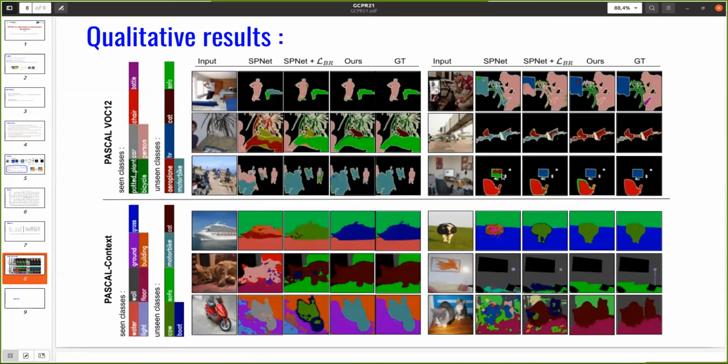Now let's see some qualitative results. For qualitative results, we would like to point out one example here. Let's look at this example where there's a person, a bike, and a TV. In this case, TV is an unseen class. With the baseline, which is SPNet, we observe that TV is not classified properly. But when we add bias reduction loss, some part of TV is classified correctly. And when we add superpixel pooling, we see that TV is classified totally correctly. This suggests the importance of the superpixel pooling method and the bias reduction loss with the help of qualitative results.